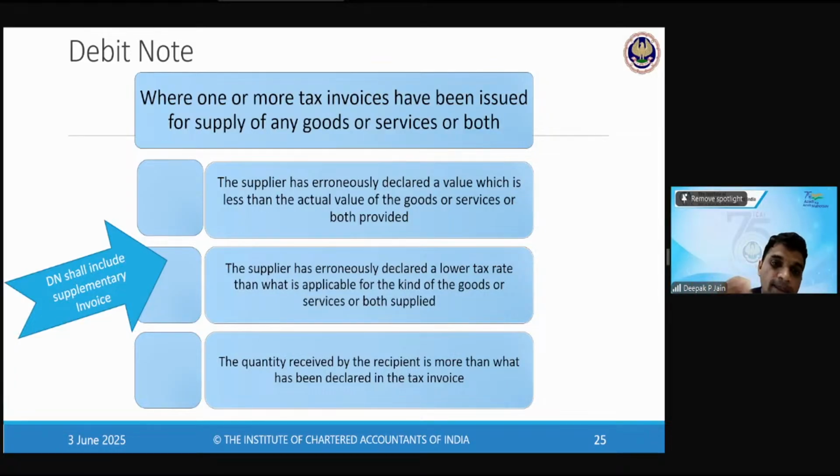Third, when the quantity received by the recipient is more than what has been declared in the tax invoice. In the tax invoice I have written 15 quantities. The delivery boy who has packed the goods, instead of 1 he has read it as 2. So instead of 15, he has sold 25 goods. So I am telling the recipient, give me back. He's saying I will not give it back. So for that differential 10 quantities, I will raise a debit note.